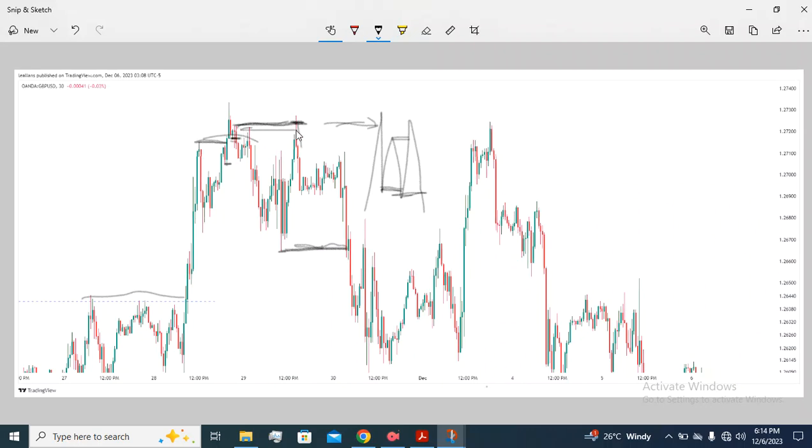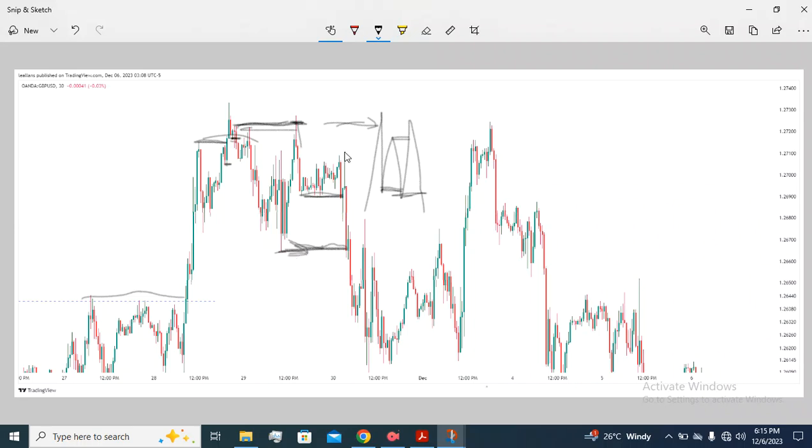This one right here is a sweep of liquidity. Yes, this first break of structure high is a sweep of liquidity, right? This guy here becomes the first break of structure. Okay? I hope you guys understand. Then this guy here becomes a market structure shift for the next trade. Hope you understand what I'm saying.